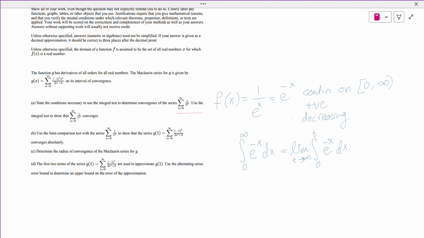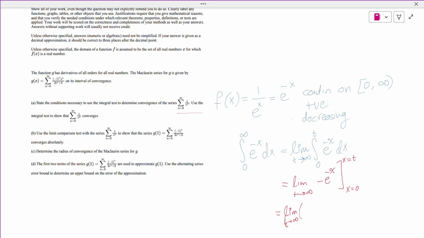Okay, so we will do the integral and do the limit at the end. So the limit as t approaches infinity. What's the integral of e raised to minus x? Minus e raised to minus x. We evaluate it from x equals 0 to x equals t. Now we plug in the upper minus lower, and we still have the limit in front, as t approaches infinity.